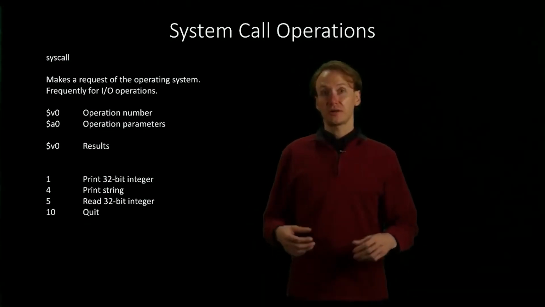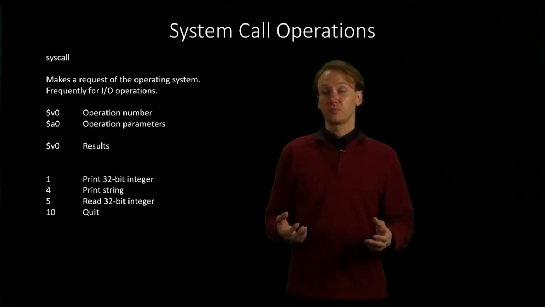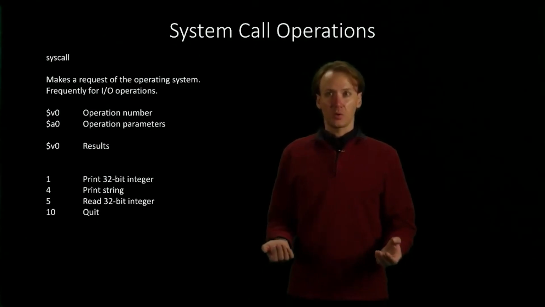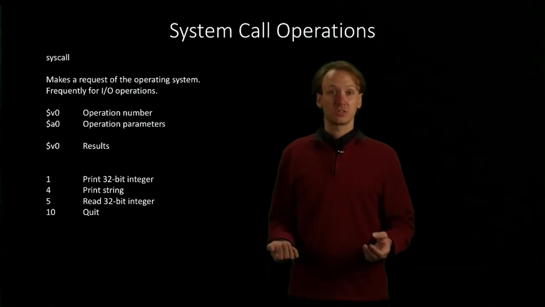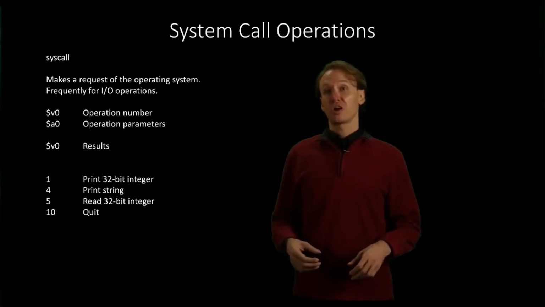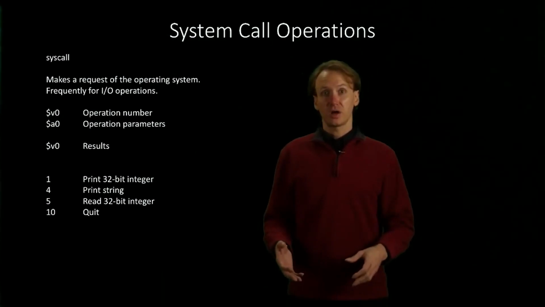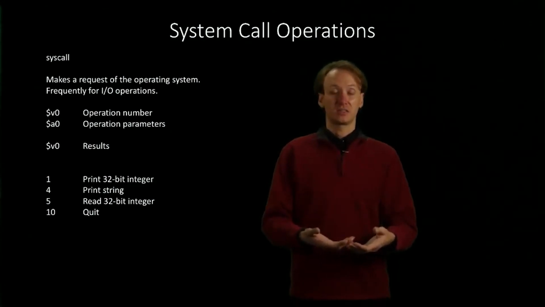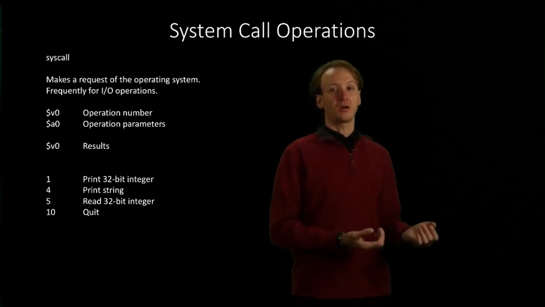So if I wanted to print out an integer, I would put 1 into V0, so I can print an integer. I would put my integer into A0, say 42. Then I would run my syscall instruction. This would tell the operating system I want to print an integer. It would take that integer out of A0 and then display it on my console.